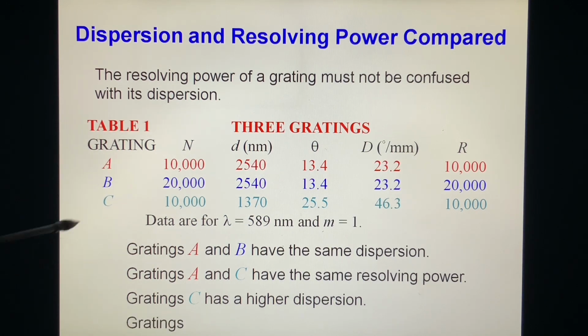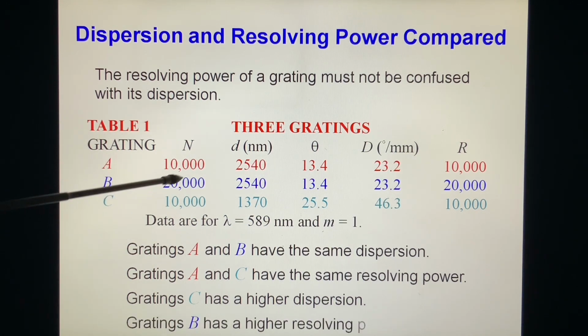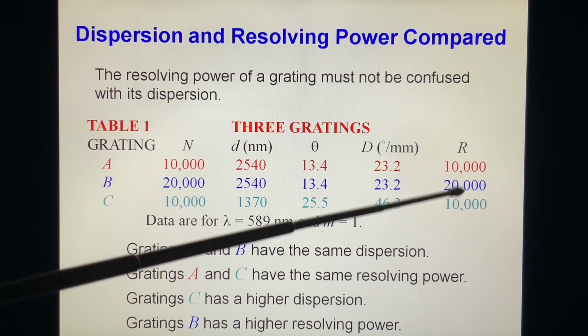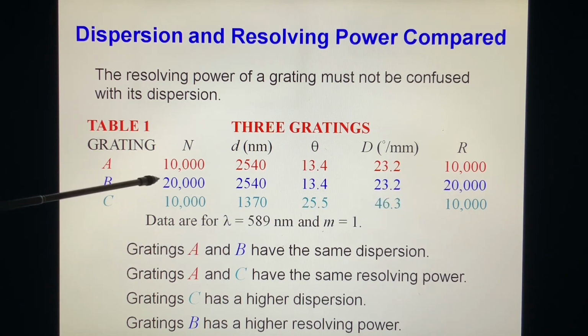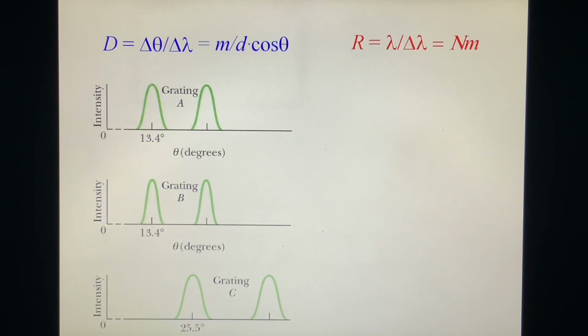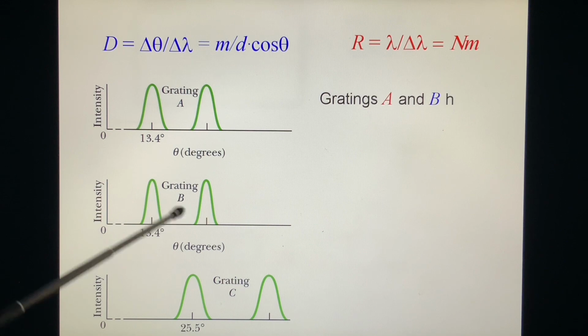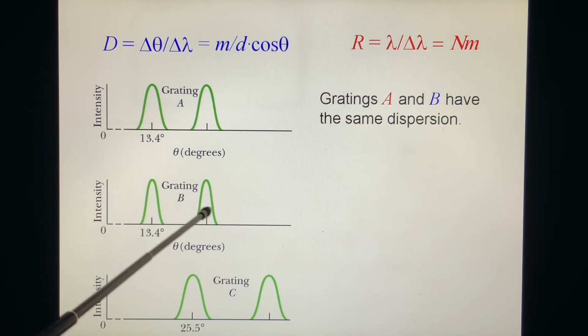And grating B has a high resolution, because it has the larger number N. We look at the picture. A and B have the same dispersion, the angle is the same, and C has the largest dispersion. And grating B is slim, as it has high resolving power.